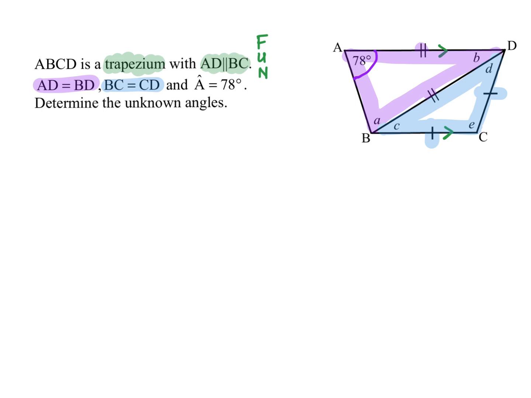So always start where the angle is given. So this is in the purple triangle, so I'm starting in my purple triangle. There's also a very good chance that we once again have to do this in alphabetical order. So I know that A is also 78 degrees. Why? Because they are the two base angles of this isosceles triangle. And they are the angles opposite the two equal sides.